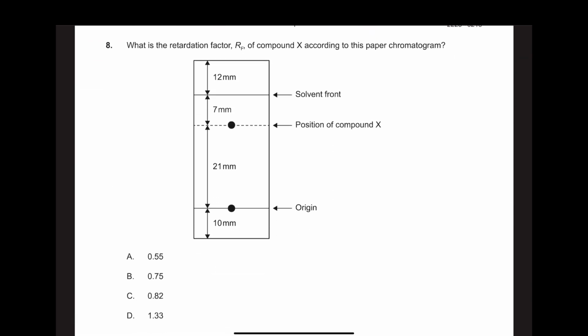Next, we define the retardation factor according to the paper chromatogram. So retardation factor is the length moved by the compound X divided by the length moved by the solvent. So here the length moved by compound X is 21, and the solvent is this much. So this length is 21 plus 7, 28. So 21 divided by 28 gives you 3/4, right? Which is 0.75. Option B.